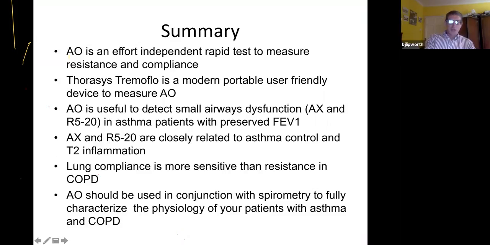Airway oscillometry is useful to detect small airways dysfunction in asthma patients who've got a preserved FEV1, and that's the case for both the R5-R20 and the AX. The AX and the R5-R20 are closely related to asthma control and also related to type 2 inflammation. Lung compliance is more sensitive than resistance in patients with COPD. And I think airway oscillometry should be used in conjunction with spirometry to fully characterize the physiology of your patients with asthma and COPD. And that's why we do it with everybody who walks through the door in the clinic.